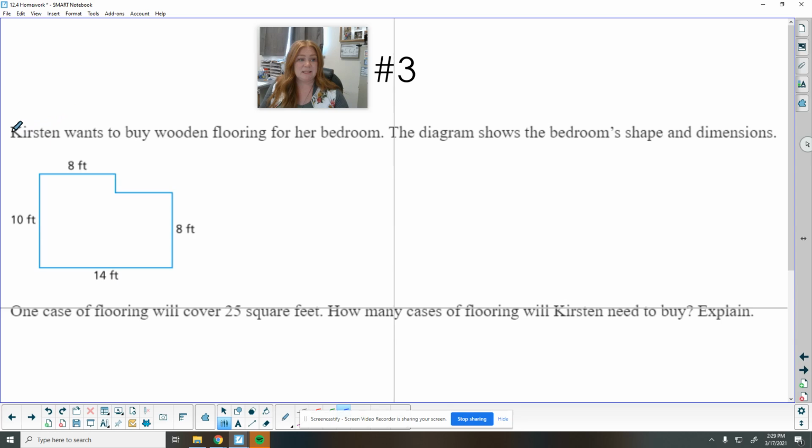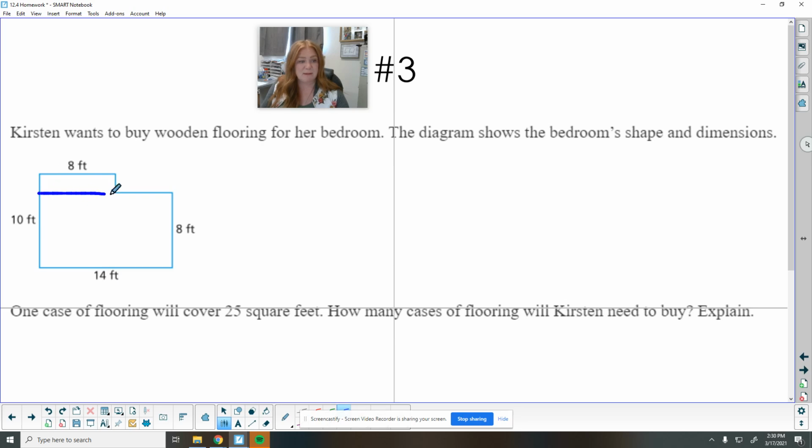Number 3 says that Kirsten wants to buy wooden flooring for her bedroom. This diagram shows the bedroom shape and dimensions. So it's not quite a rectangle. So we can cut it up and down, or we can just do this big one and then this little one. So let's do that.